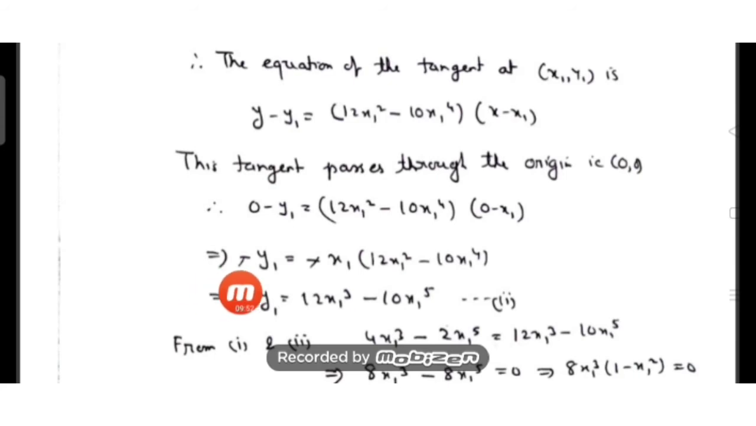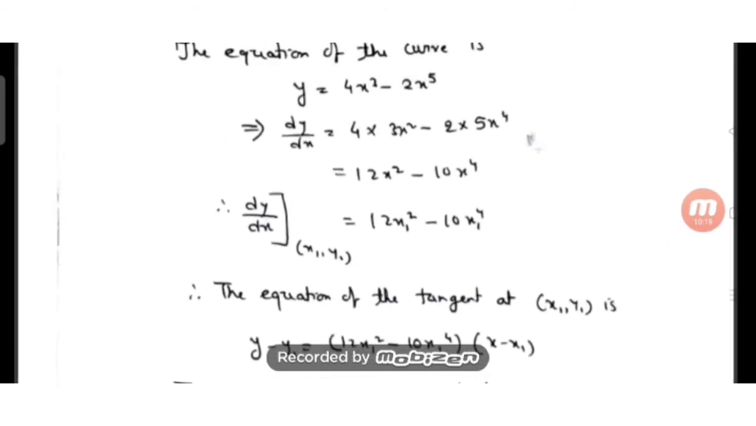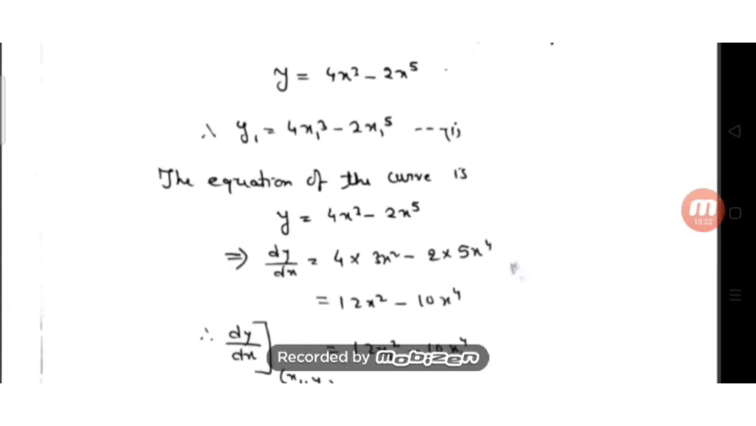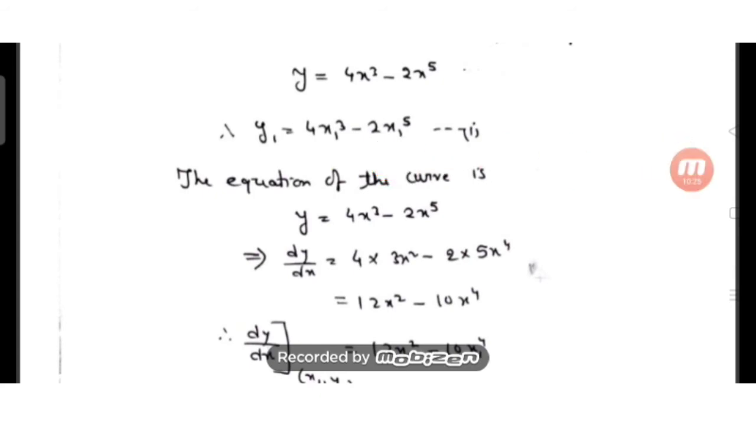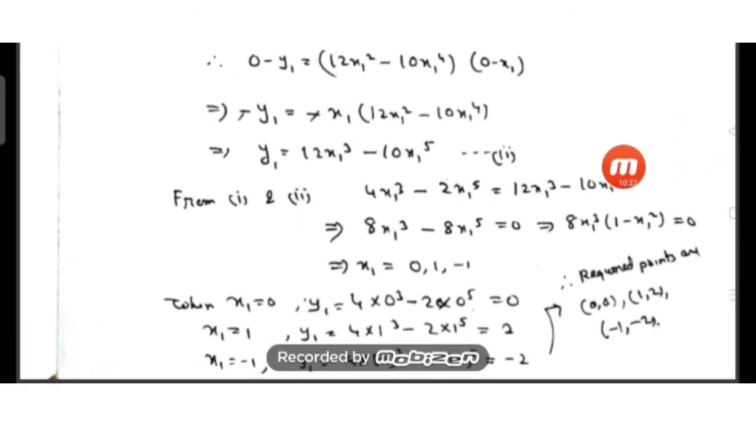On simplification, this is minus y1 is equal to this, with minus x1 written first and then this one. The minus signs from both sides cancel out. This gives y1 is equal to 12x1 cube minus 10x1 to the power 5. Now you see that x1 and y1 are both present, so we cannot solve it for one variable. That's why take the help of equation 1 and put the value of y1 from it. In 1 you have y1 is equal to 4x1 cube minus 2x1 to the power 5. So I have substituted here 4x1 cube minus twice x1 to the power 5 is equal to this much.